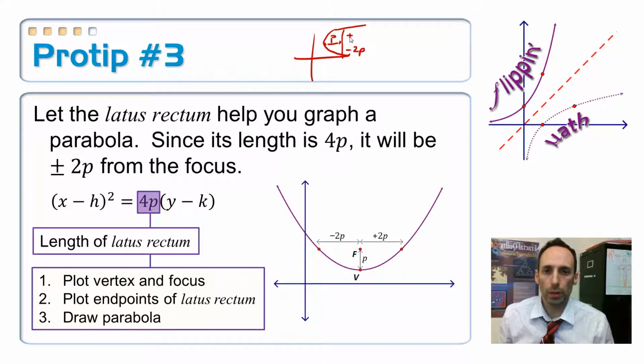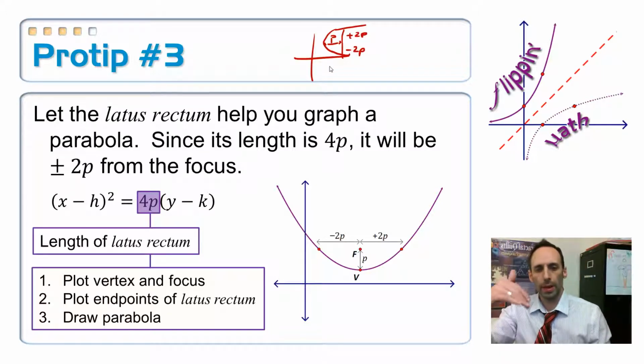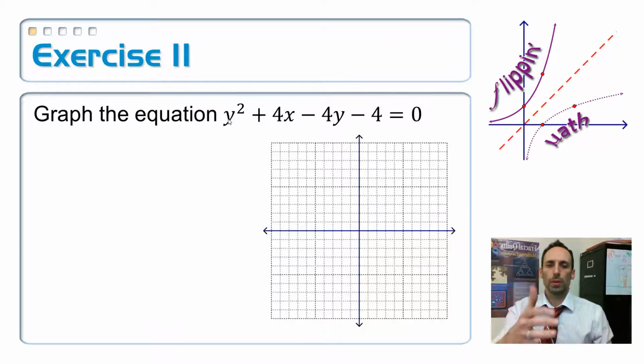Minus 2p this way and plus 2p that way. Up and down instead of left and right. Does that make sense? I'm glad that you think so. So let's put it all together right here.